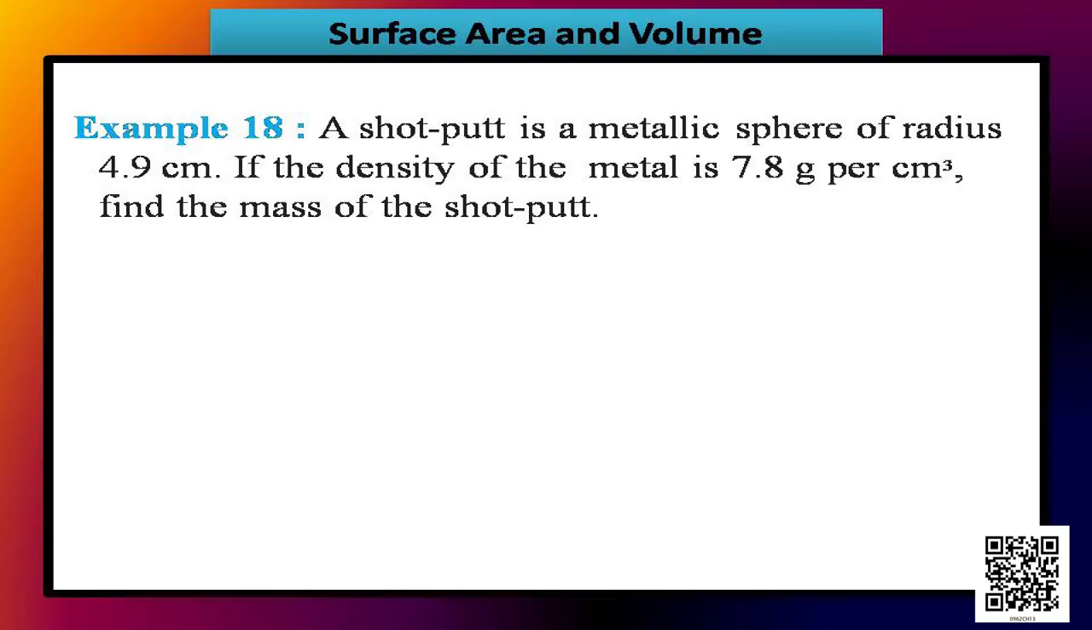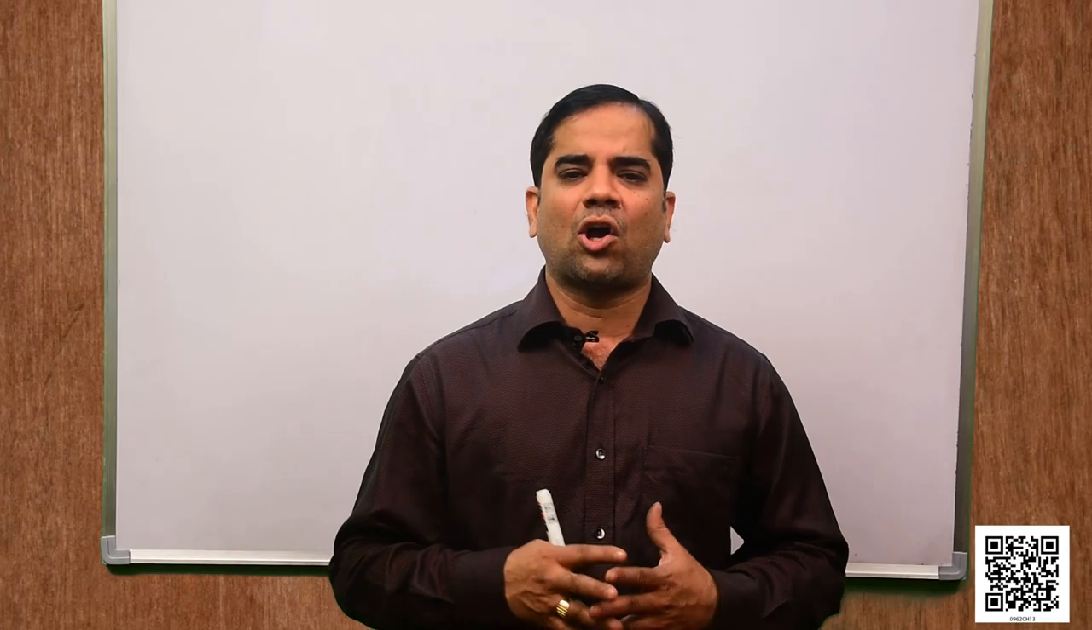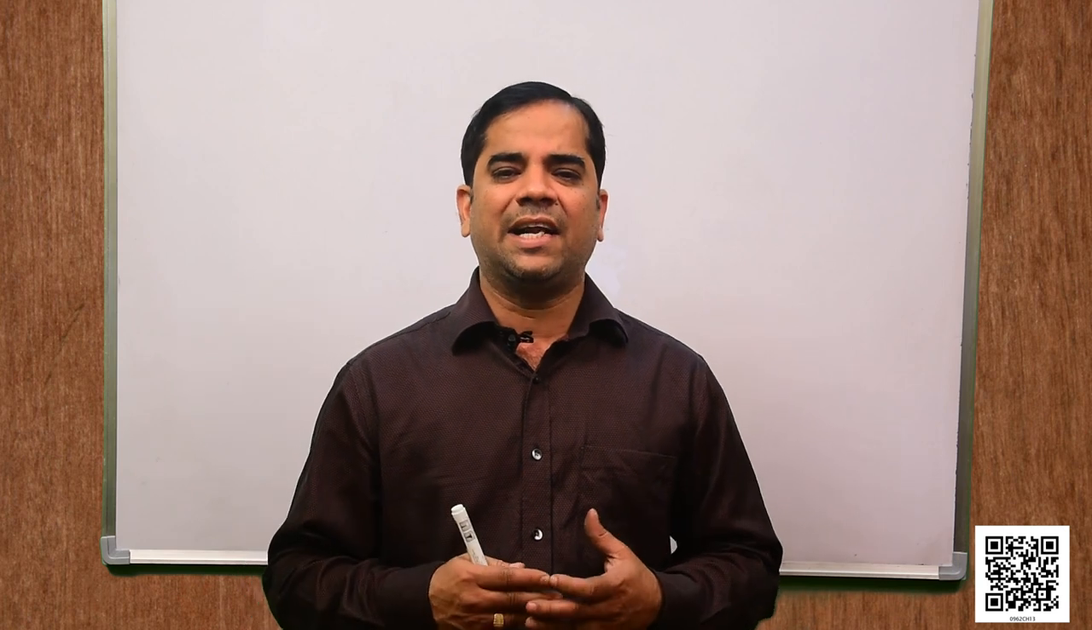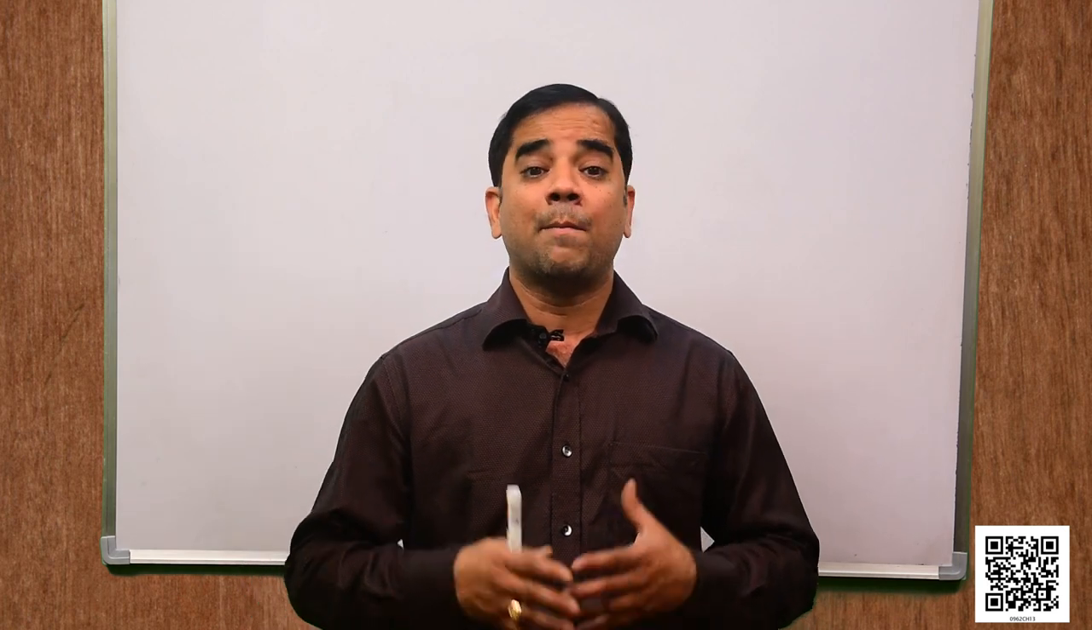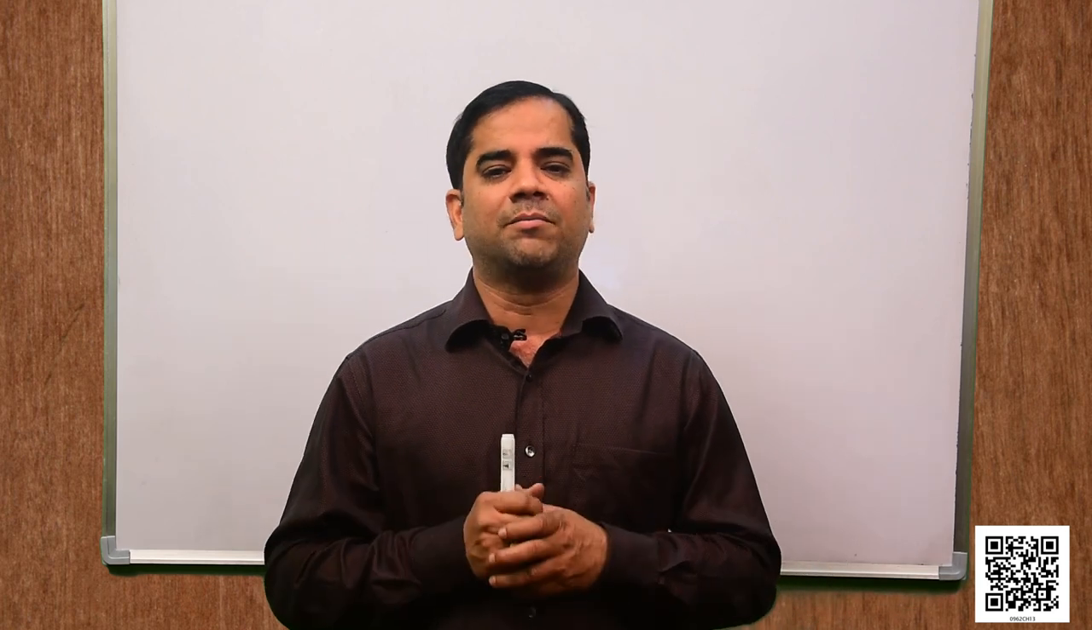A shot put is a metallic sphere of radius 4.9 centimeter. If the density of the metal is 7.8 gram per centimeter cube, find the mass of the shot put. Okay. So let us discuss the solution. Since the shot put is a solid sphere made of metal and its mass is equal to the product of its volume and density, we need to find the volume of the sphere.